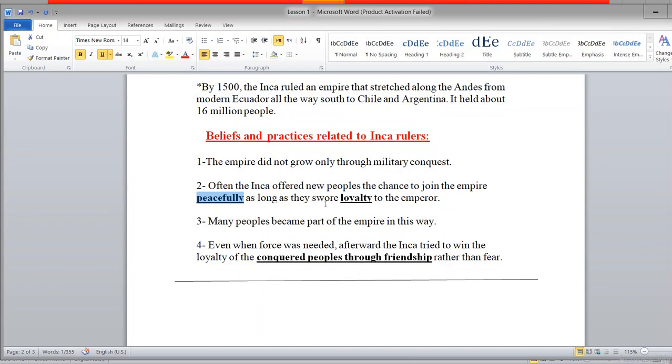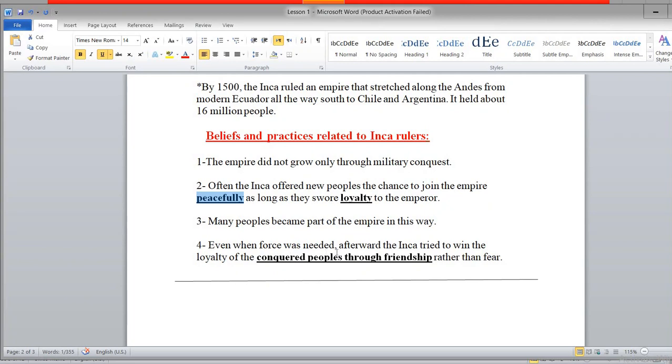So people did swear loyalty to the emperor. After that, the emperor himself is going to treat them in a peaceful way. Many peoples became part of the empire in this way. Why? Lots of people wanted to join because the emperor treated them peacefully. This is very important to you.